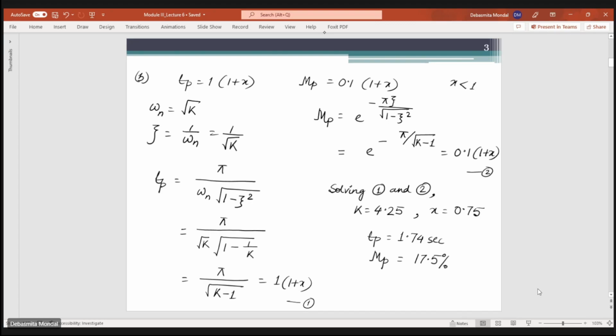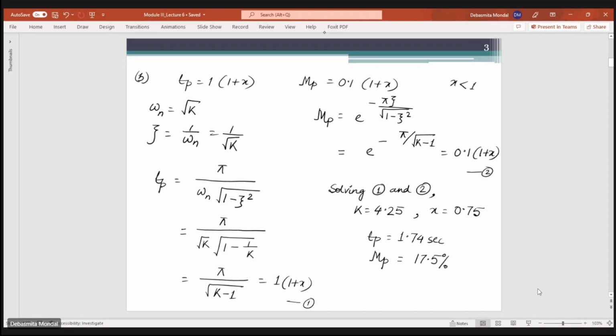And similarly from here you can find the expression of the peak time in terms of k. Now k is unknown to you, you want to find out the value of k. So in terms of k, you get this expression: pi by square root of k minus 1 will be equal to 1 multiplied by 1 plus x. Similarly, for the condition when the value of MP is given, if you put the values of zeta in this expression, you will get a second equation.